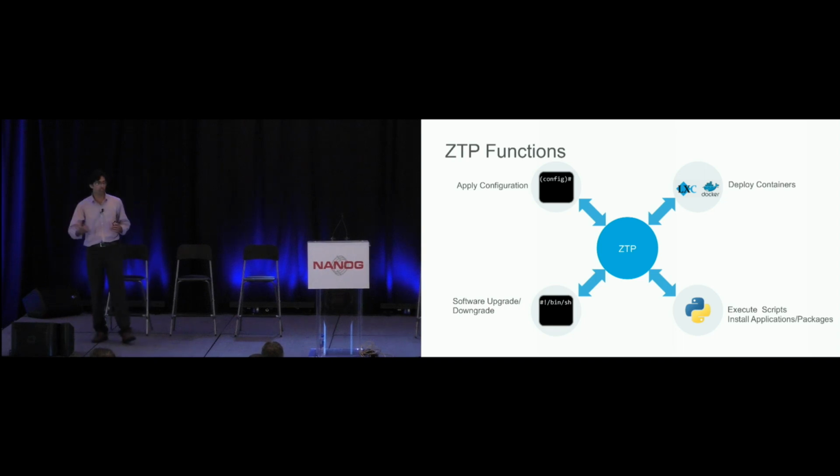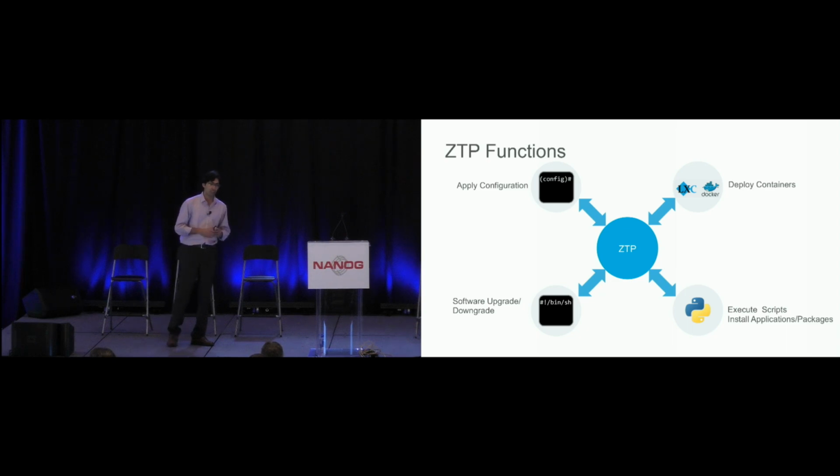ZTP can be used to download the configuration and apply the configuration. It can be used to deploy containers. For example, you have some third-party NMS system, and you want to use some specific vendor agent to deploy the device through ZTP. In that case, you can use a Docker container, download it to the box, and run the PNP agent as a third-party container on the device itself. You can also upgrade packages or download software through ZTP. You can also execute scripts.